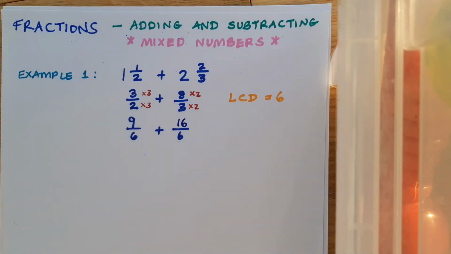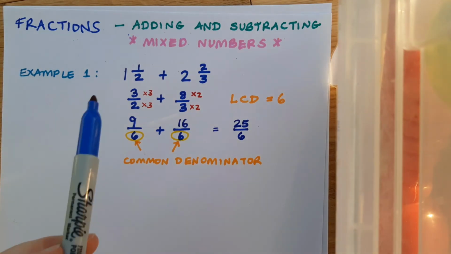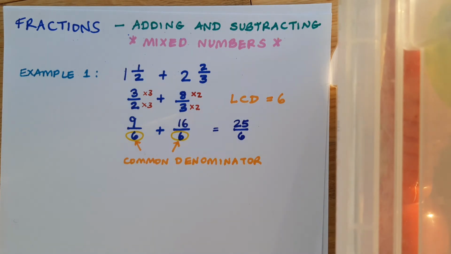And now I've got two fractions that have a common denominator, so I can add them together. Remember that when you're adding, you're just adding the numerators. So we've got 25/6, and this is an improper fraction. And since the question was presented to us with mixed numbers, it's just good manners to put our answer back as a mixed number again. So let's change 25/6 into a mixed number. What would it be? Well, it would be 4 1/6. Job done.